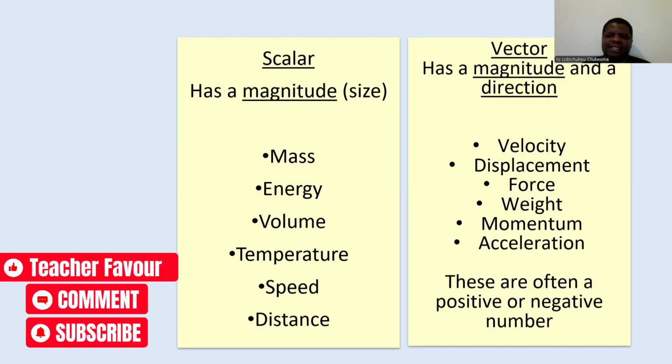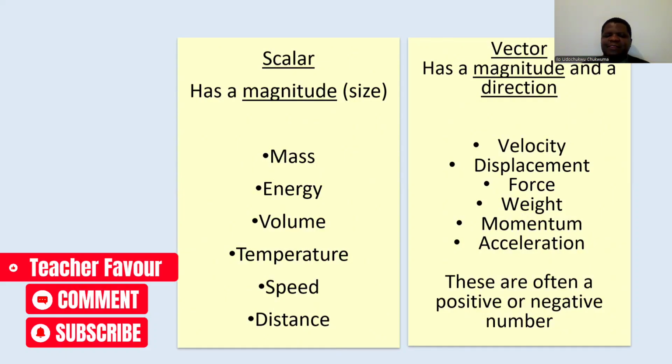On the other hand, we have vector quantities. Vector quantities are those quantities that have magnitude and direction. Examples are velocity, displacement, force, weight, momentum, and acceleration. These are often given as a positive or a negative number.